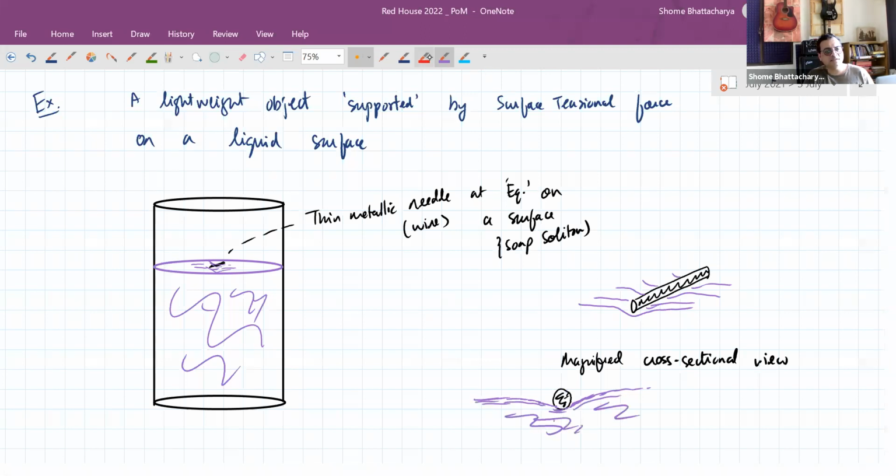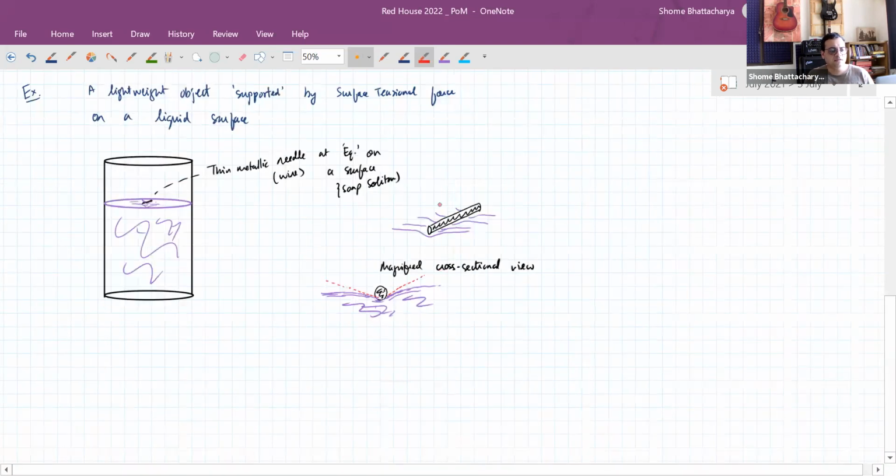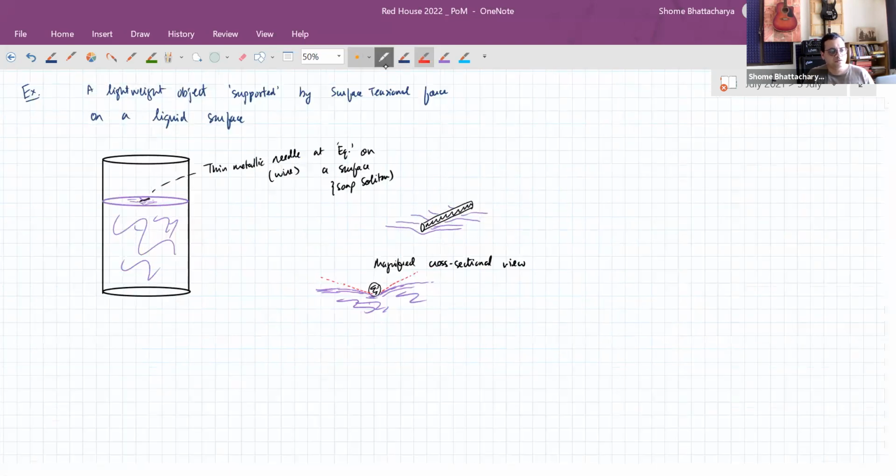So what will happen is at the point of contact, or rather at the line of contact with the needle, if you draw a tangent to the surface, that will be at some kind of angle to the horizontal. Okay, so there'll be a relationship between that angle and the physical properties.